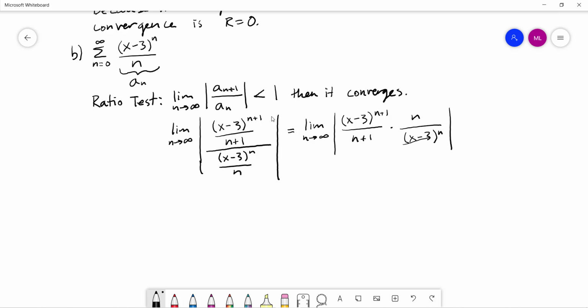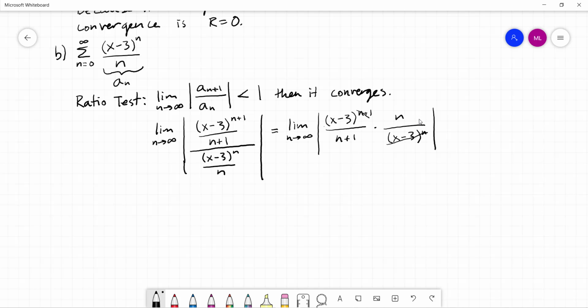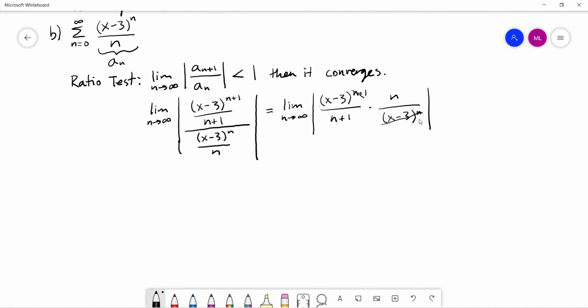Now we get all of our cancellation of all of these terms, except for that plus 1 term. But there's nothing to cancel. N over n plus 1, I can't cancel the n's. So we're going to wind up with that fraction remaining. So this is going to give us the limit as n goes to infinity, absolute value, one factor of x minus 3 survives, and I have n over n plus 1. And we're taking the limit as n goes to infinity.